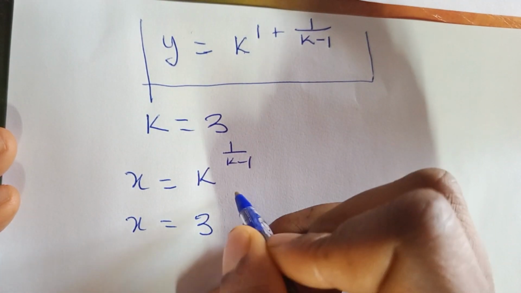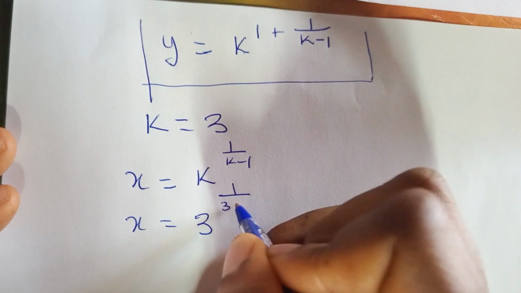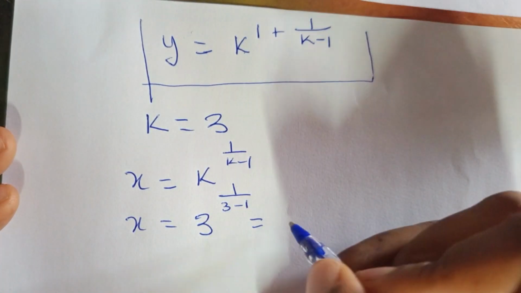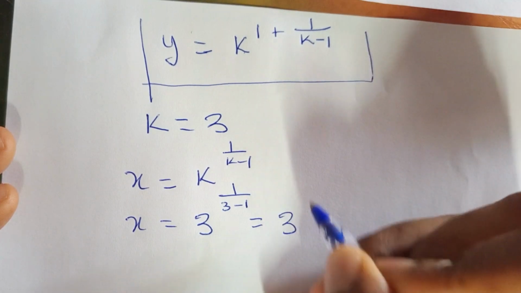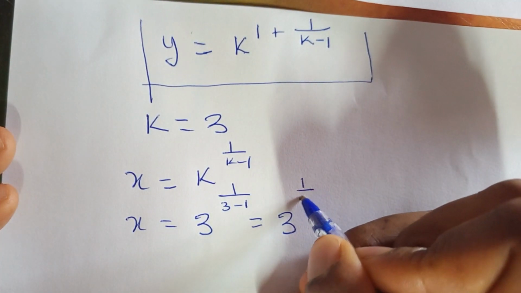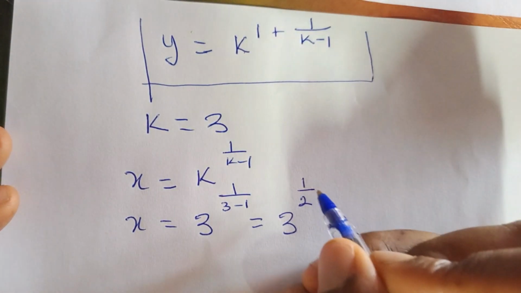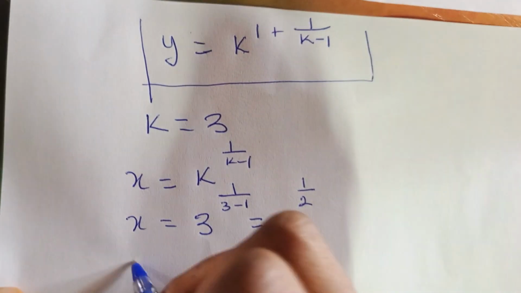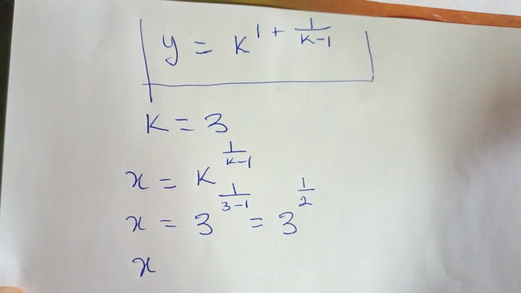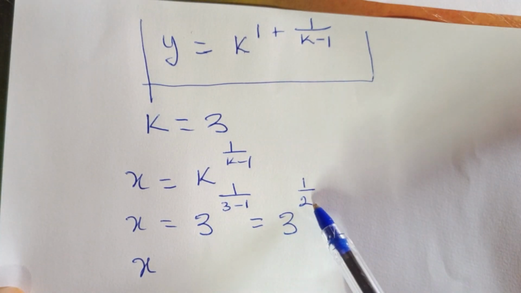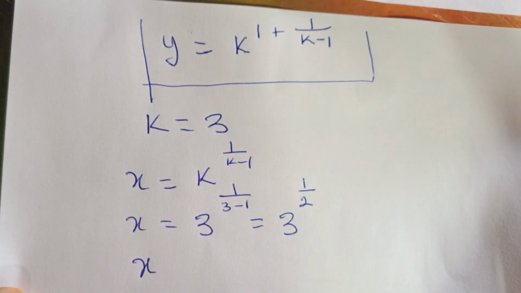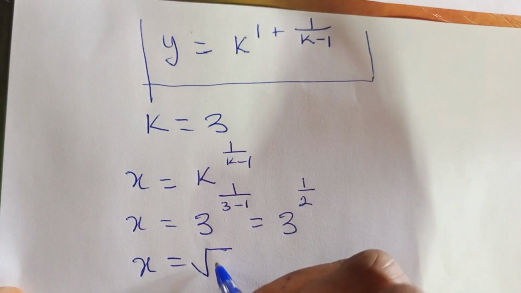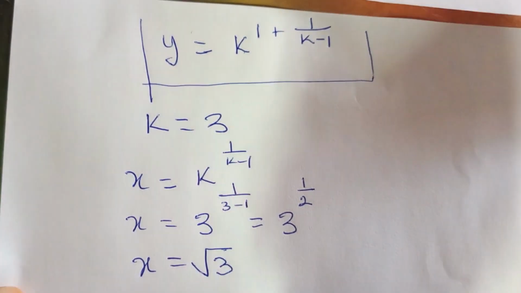So this is 3 raised to the power of 1 all over 3 minus 1. That will give us 3 raised to power 1 all over 2. So 3 raised to power 1 over 2 is the same as the square root of 3. So x equals the square root of 3.